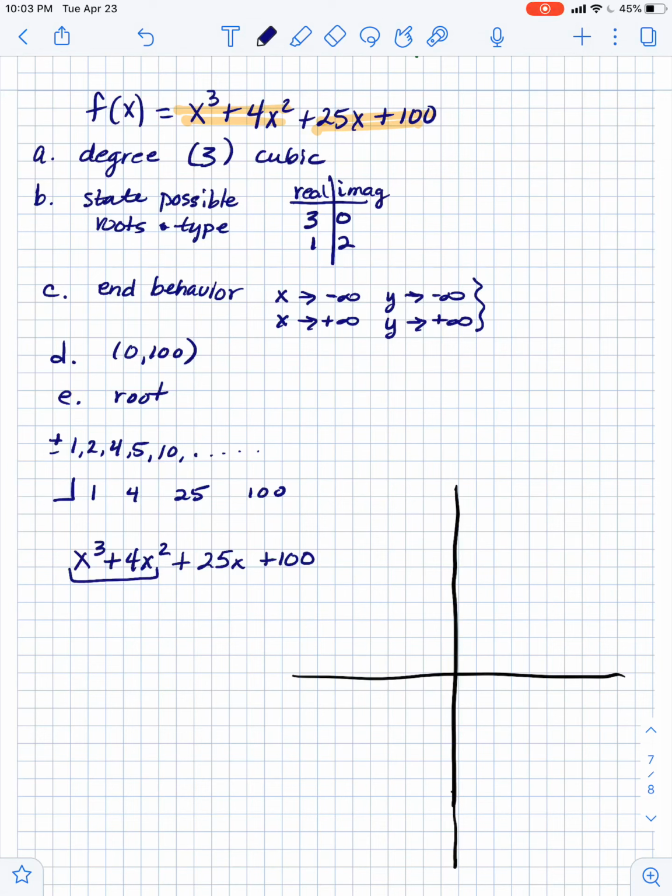So again, I'm grouping, and I'm grouping. I'm going to take out an x squared. That's going to leave me with an x plus 4. And on this one, I believe I can take out a 25. Okay, so what would be your final answer here? It would be x squared plus 25 times x plus 4. Okay?